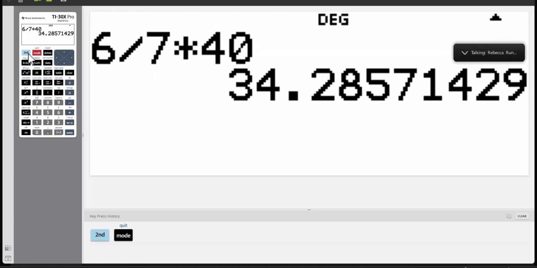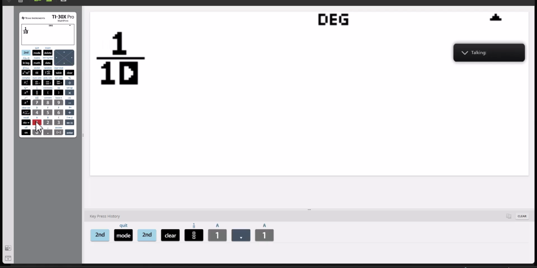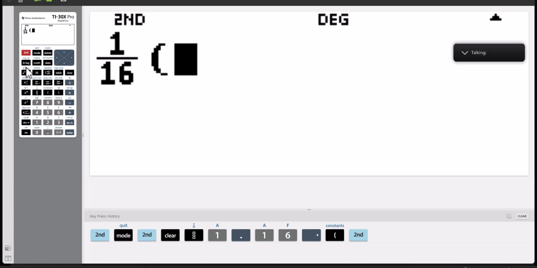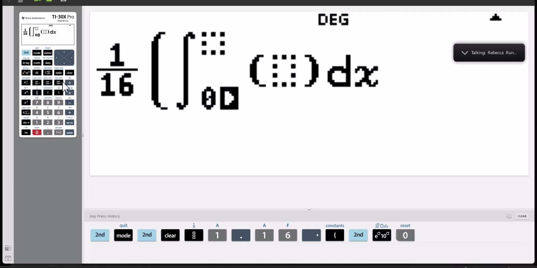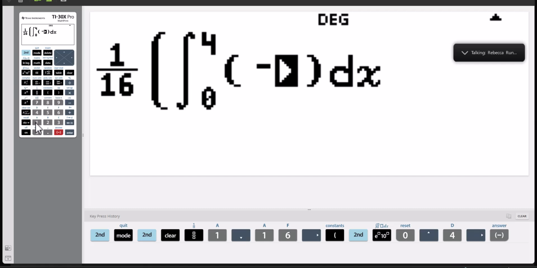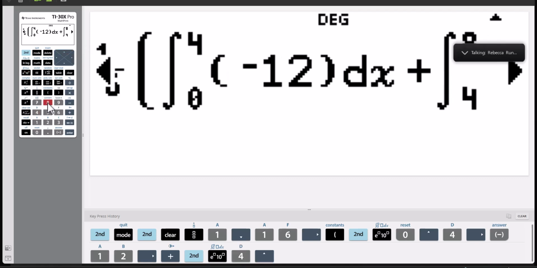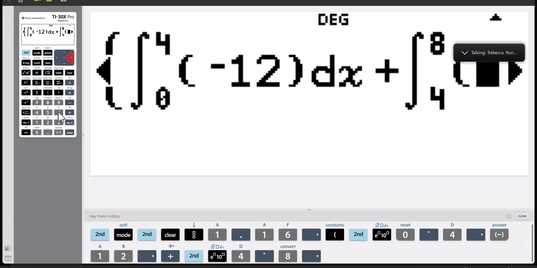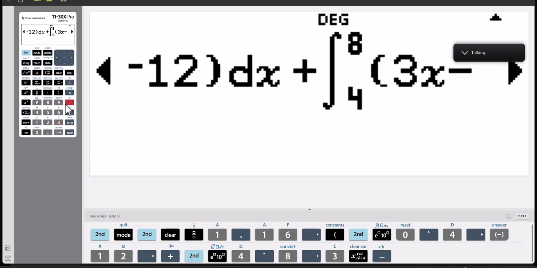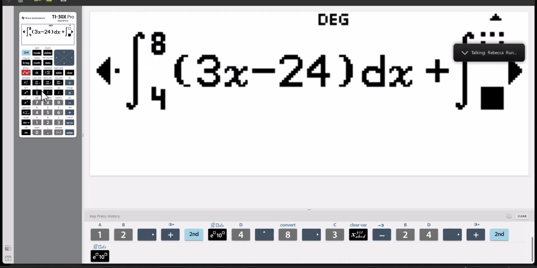So if I do, let's see, I want 1/16 times the integral from 0 to, what was the first one, 4 of -12, plus the integral from 4 to 8 of 3t minus 24, plus the integral from 8 to 12.